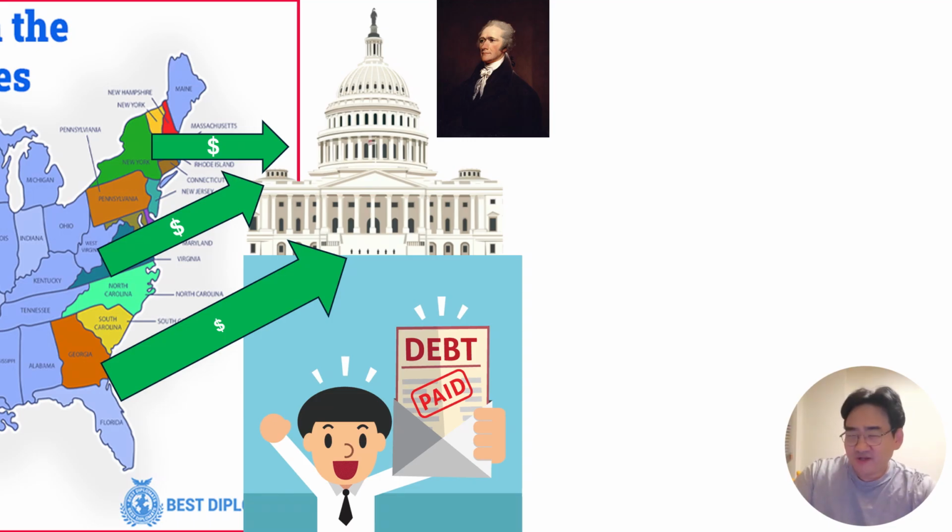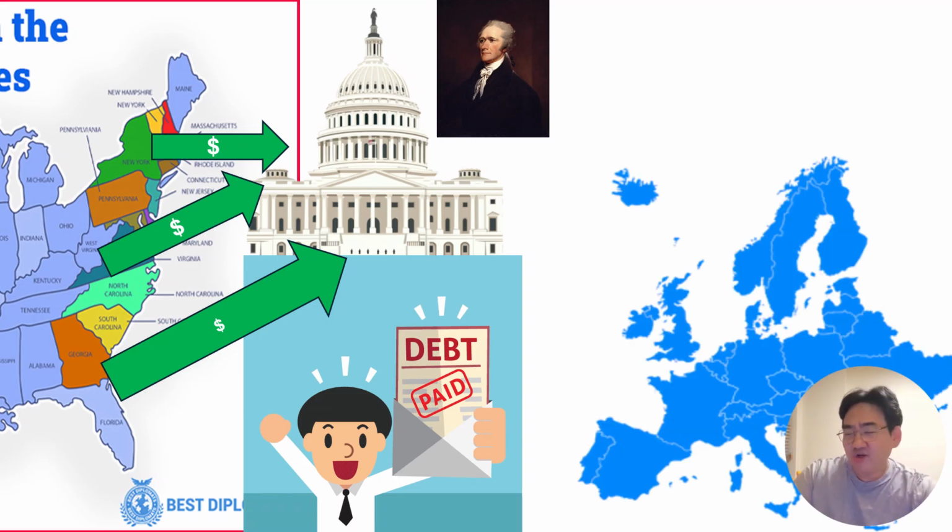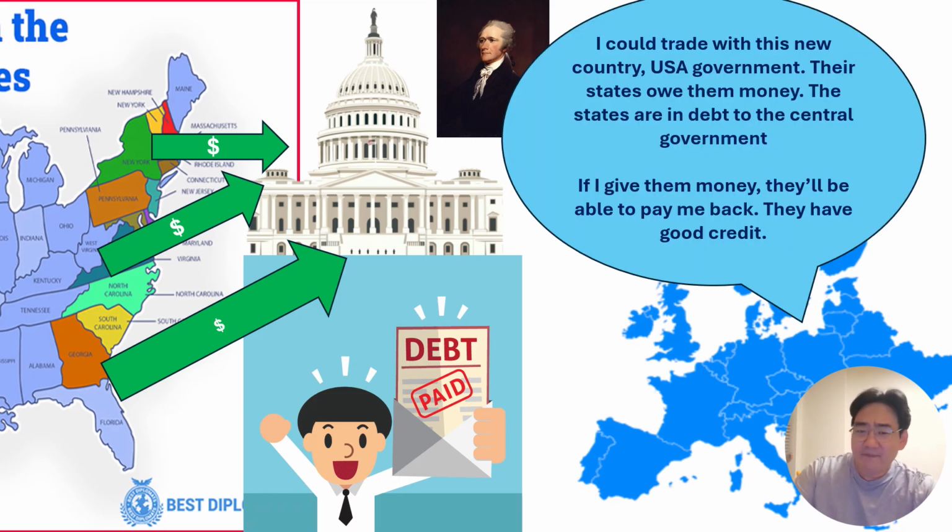Why does Hamilton do that? Think about it this way. If I'm a European country and I'm looking at the American government and I'm thinking to myself, wow, these 13 states are paying the national government some money. If it has money, that means it has good credit. If it has good credit, I might trade with them in the future. And that's what Hamilton wanted to do.